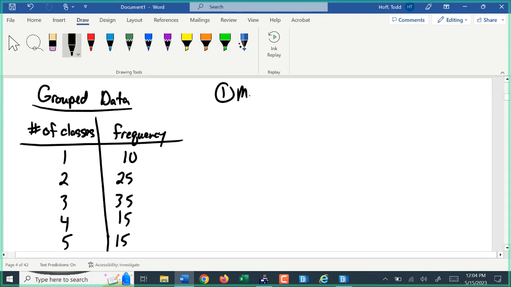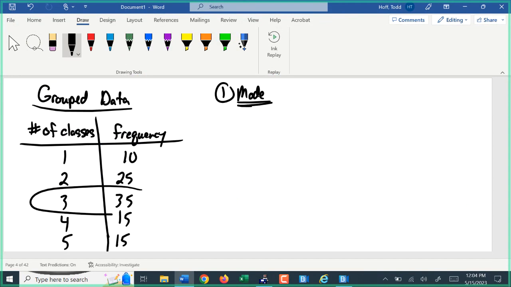Let's start out with the least useful one, but the easiest one to find, the mode. The mode, remember, is the value that occurs the most often. The 3 occurs 35 times. That's our mode. So the mode here is 3.